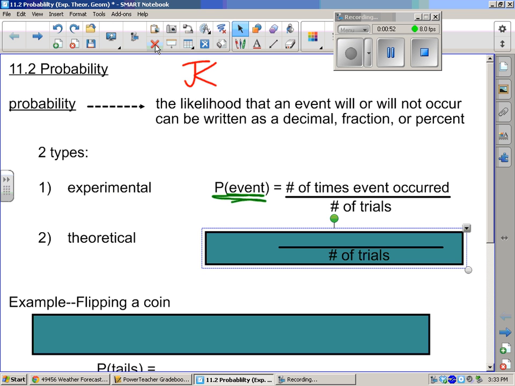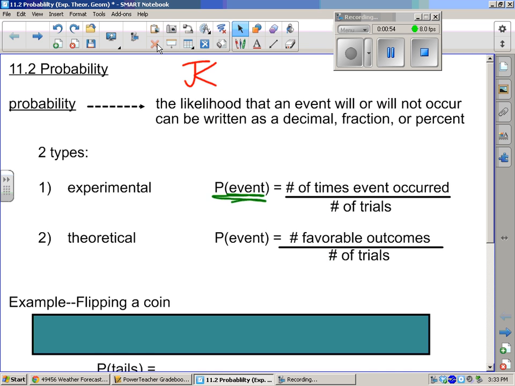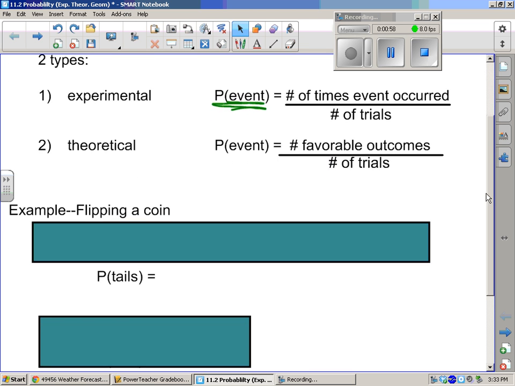Okay, the other type is theoretical, which means the number of favorable outcomes. That means how many good ways to do something, and that should be what should happen. And the experimental is what actually does happen when you do an experiment with it. They're not always the same. Alright, so let's do an example.